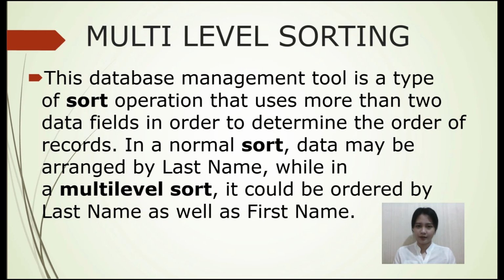The first example is multi-level sorting. This database management tool is a type of sort operation that uses more than 2 data fields in order to determine the order of records. In a normal sort, data may be arranged by last name, while in a multi-level sort, it could be ordered by last name as well as first name.